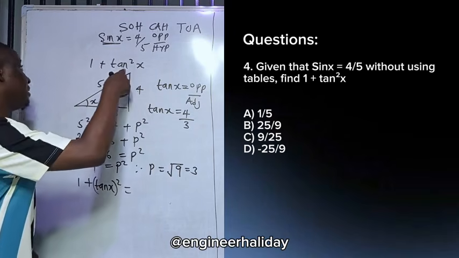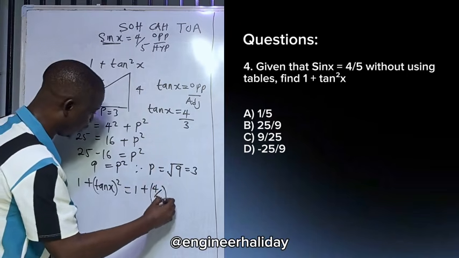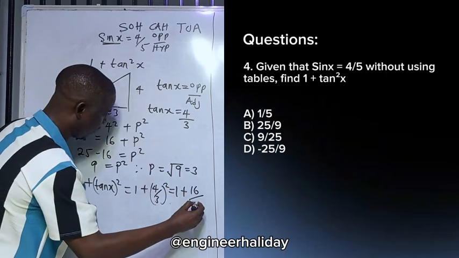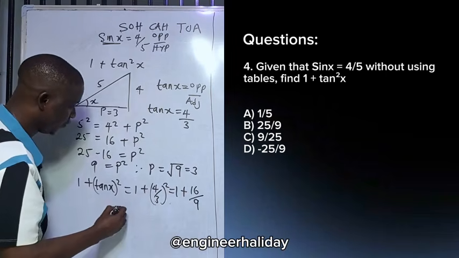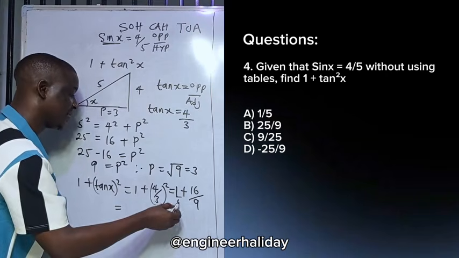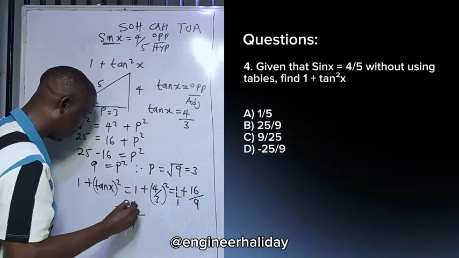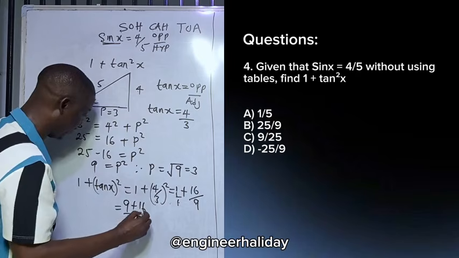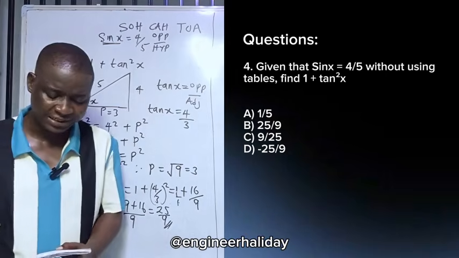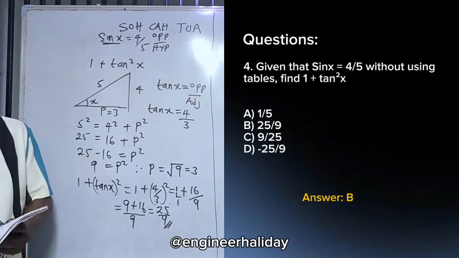So I would have 1 plus tan x all square. That's what we are evaluating. Now 1 plus 4 over 3 all square will give us 1 plus 16 over 9. If you do your addition using butterfly method, this times this is 9, this times this is 9, plus 1 times 16 is 16. So our answer is 25 over 9. We have option A says what? 1 over 5. B says what?